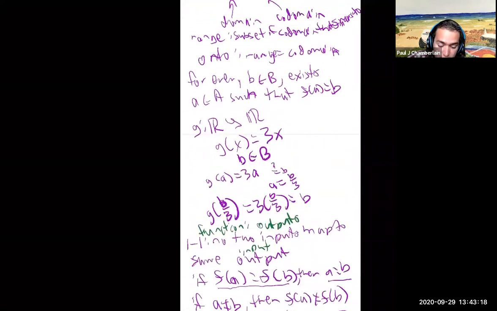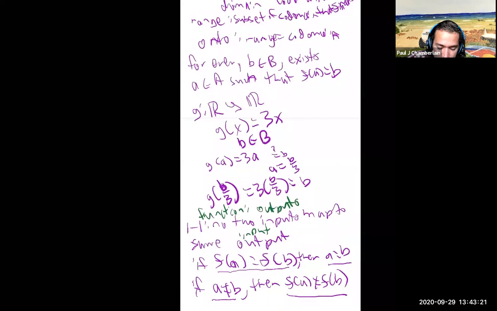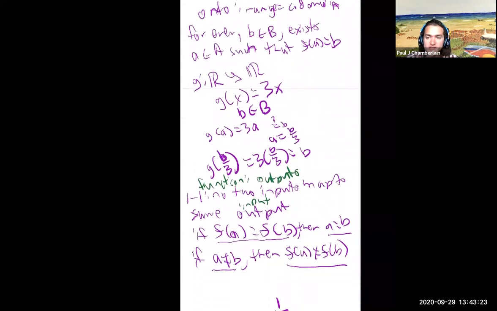And then for an onto proof, we choose some arbitrary element of the codomain and show that it is mapped to by some element of the domain. That's a quick overview of functions and some intuition behind proofs.